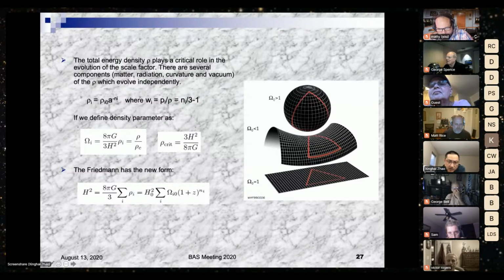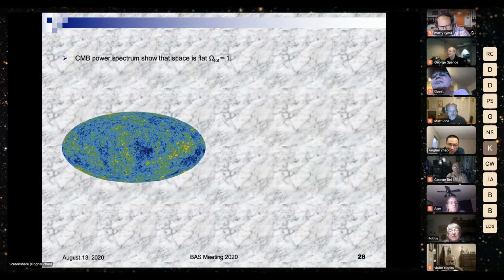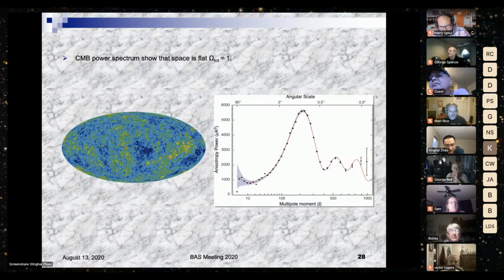Now you can define a parameter omega. Omega is defined as each component's energy density versus the critical density. Basically, you normalize it, with the critical density as 1 and the others as fractions. So the omega i parameter is the percentage of the energy you have in the total budget. Of course, the total omega now is 1. So the universe is critical, and we know the universe is flat, so there's no curvature in the space.